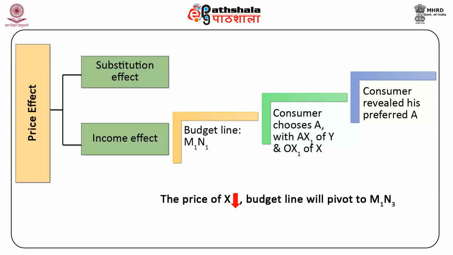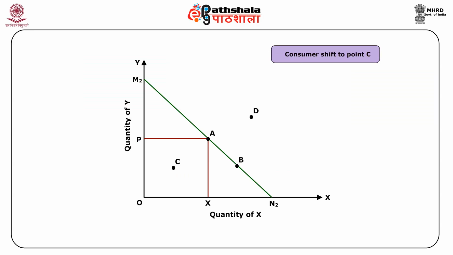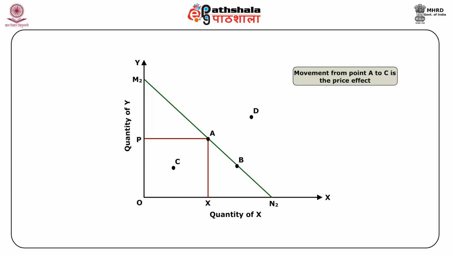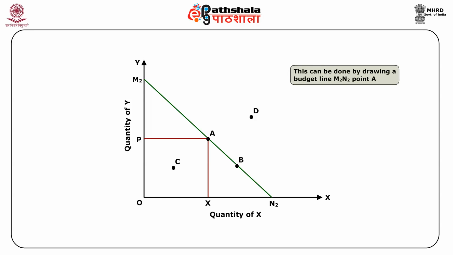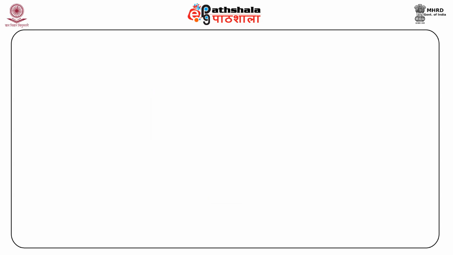Now, if the price of X were to fall, then the budget line will pivot to M1N3 and the consumer shifts to point C. This movement of the consumer from point A to C is known as the price effect. This price effect can now be split into substitution and income effect in the figure. This can be done by drawing a budget line M2N2 through point A. Note that we are doing the separation based on the Slutsky method.